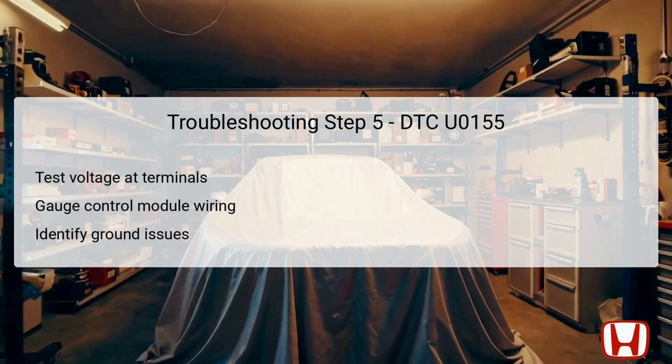If voltage is detected at these terminals, both grounds are functioning correctly, which allows for an accurate communication path. However, if voltage is not present at these terminals, it indicates a potential grounding issue that must be addressed to restore communication and proper operation of the gauge control module.